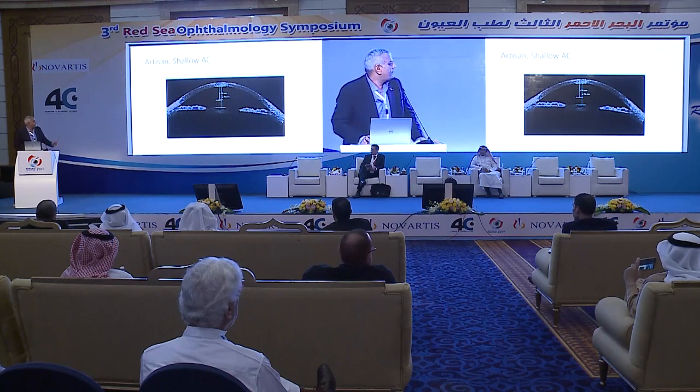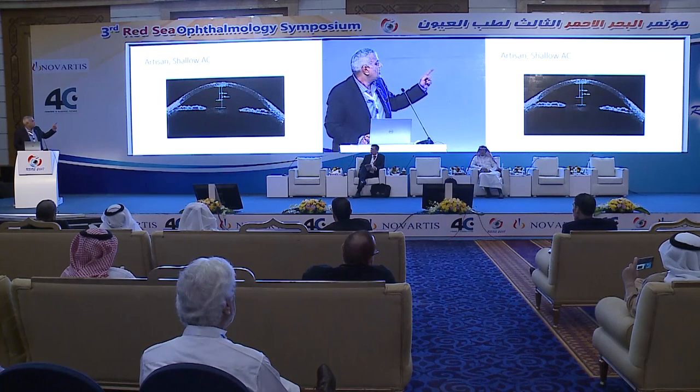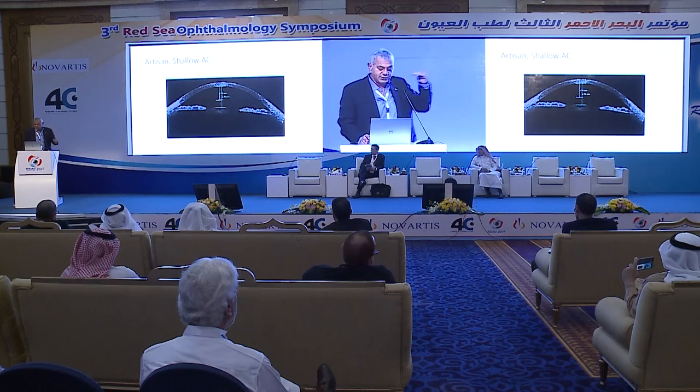This is an example of an Artisan lens in a shallow anterior chamber, 2.7 from the endothelium, and this makes the anterior surface of the lens very close to the endothelium. Now, posterior chamber lenses are closest to the crystalline lens. This is a higher incidence of cataract, especially with the older designs.